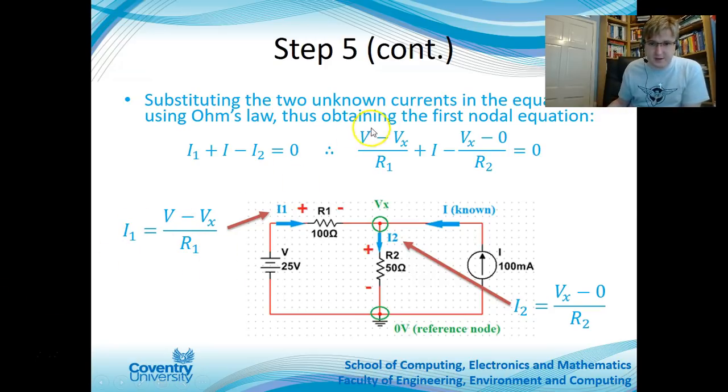So we can substitute this value in here. We know what I is, and then we do the same thing to find the voltage drop across R2. We know there's Vx on this side and 0 on that side, so it's Vx minus 0 divided by R2. So our nodal analysis equation for the point Vx is V minus Vx divided by R1, plus I, minus Vx minus 0 over R2, is equal to 0. So just look at each of the voltage drops across R1 and R2 and then sub everything in.